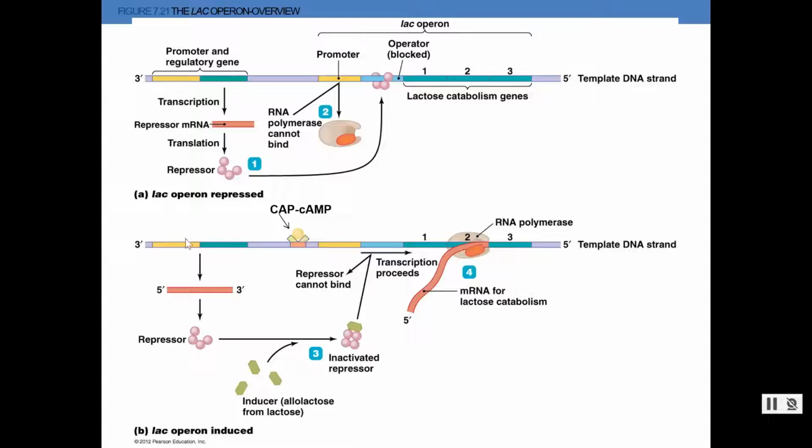And so in order to turn this on, to induce this operon to undergo transcription, not only do we want lactose to be present, but we want glucose to be absent. So the CAP-cAMP complex only appears when glucose is absent. So actually this thing needs two things to happen before transcription is allowed.